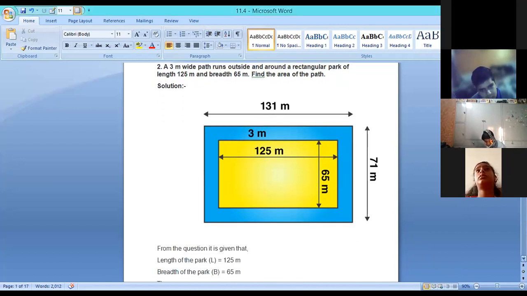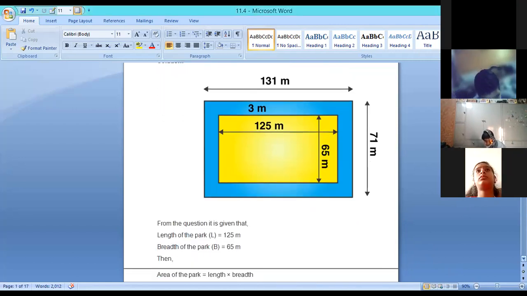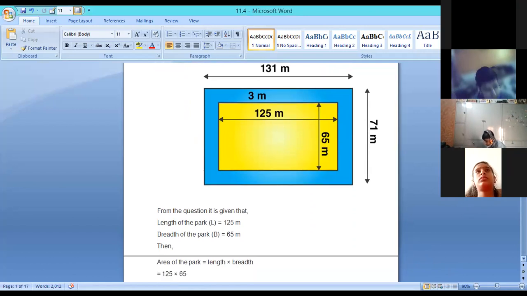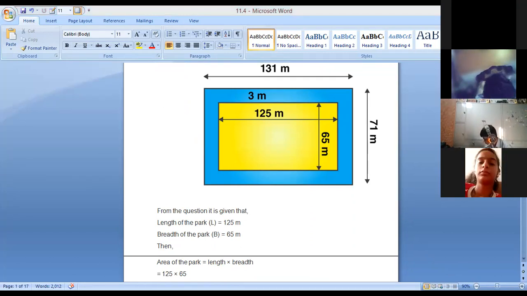So first of all, the length and breadth of the park are given, 125 and 65. We will take out the area of the park. What will be the area of the park? 125 into 65, length into breadth. Multiply it, children. How much are you getting? 125 multiplied by 65. This is the inner region, the area of the inner region, that is your park.